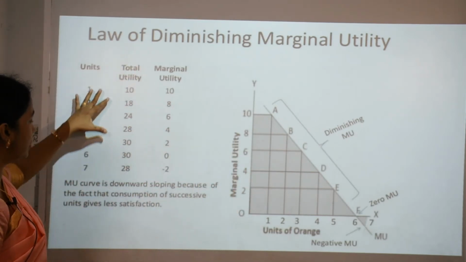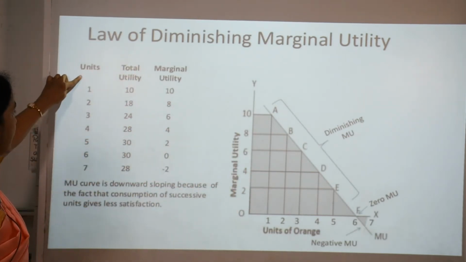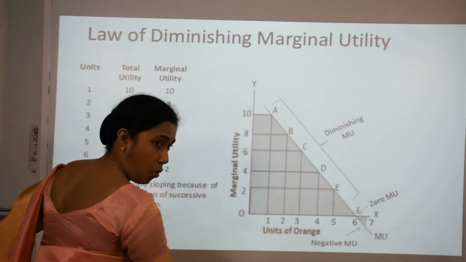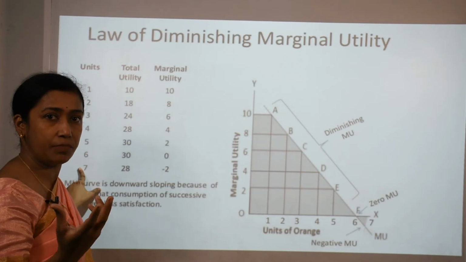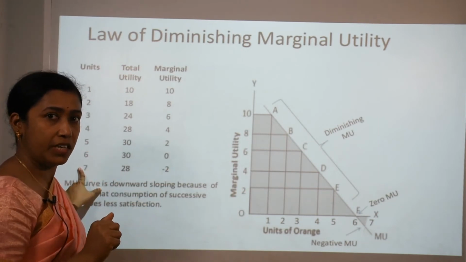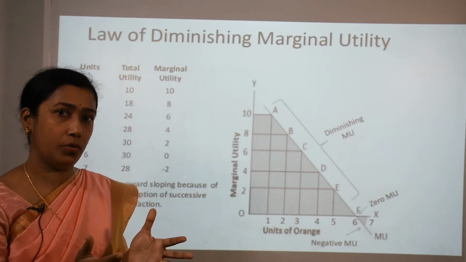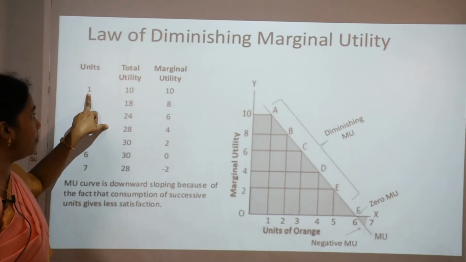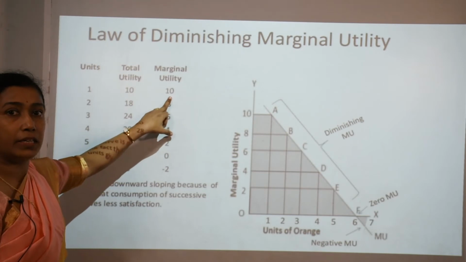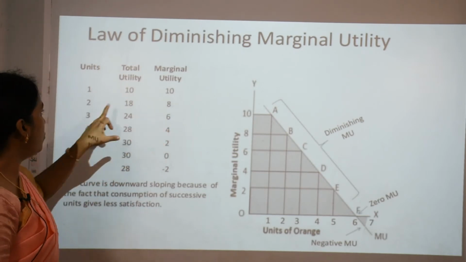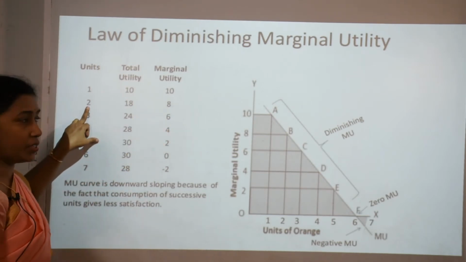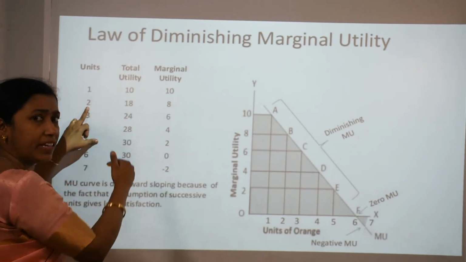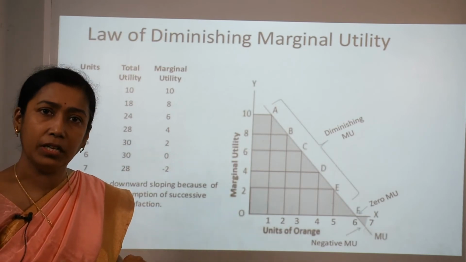Now you can see this is a schedule or table where these are the units of oranges. We are taking the example of an orange. Suppose a person who is eating oranges has 7 oranges with him. When he eats the first orange, that is the first unit of consumption, the utility he will get is 10. Now when he consumes the second orange, his utility declines from 10 to 8, and why does it happen? Because of the law of diminishing marginal utility.